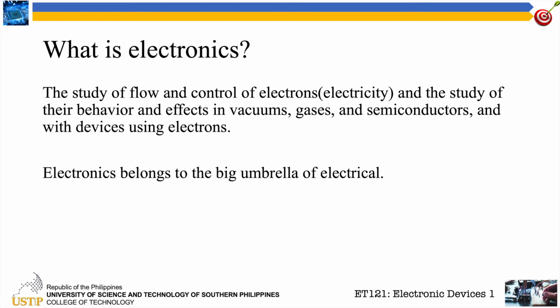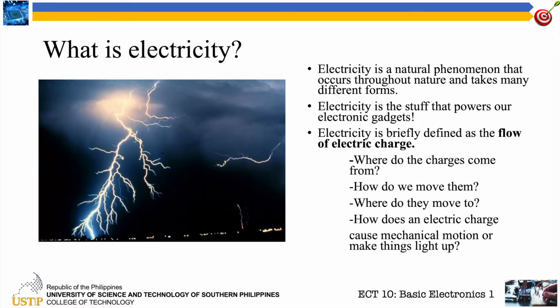When there is a flow of electrons, that is where you can create electricity. Did you see electrons in your Basic Electronics 1, in a certain copper wire? If not yet, then I will lead you into that. By definition, electronics belongs to the big umbrella of electrical engineering. So let's start with what is electricity.